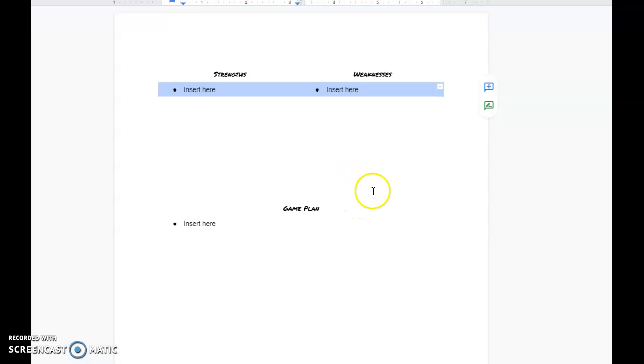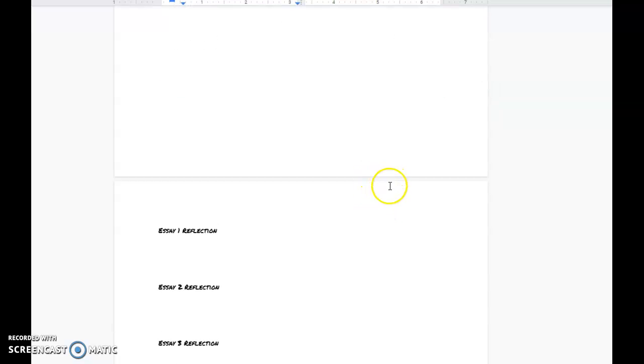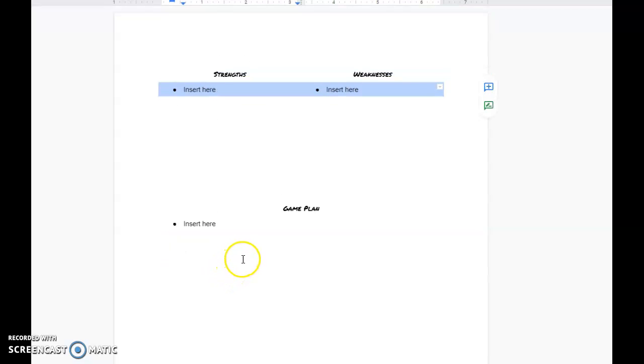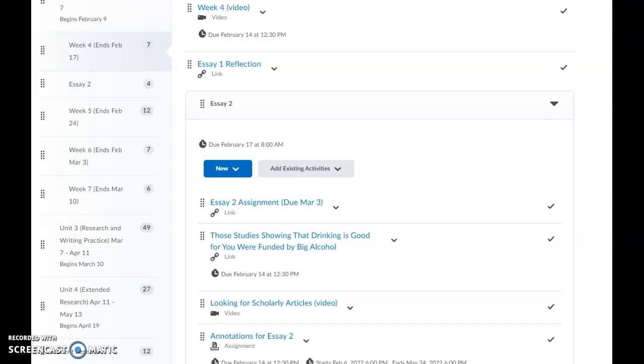We're going to use some of the rest of this template later in the semester, so we'll come back and do this, including the Essay 1 reflection piece here. But for right now, the only thing I need you to do this week is identify the strengths and weaknesses that you had in your first essay. So first and foremost, obviously, click that link, make your copy, go ahead and do that. And again, just those first 2 sections.